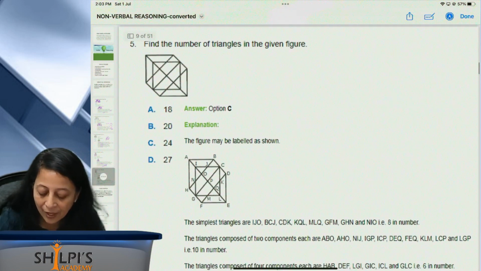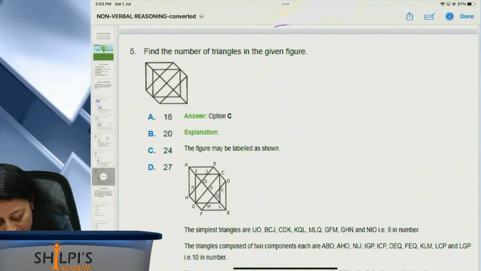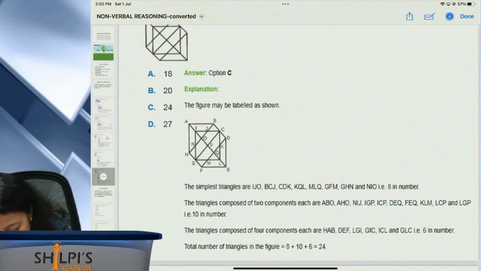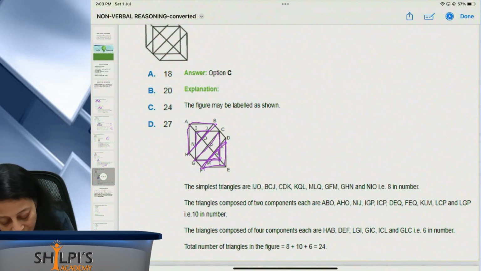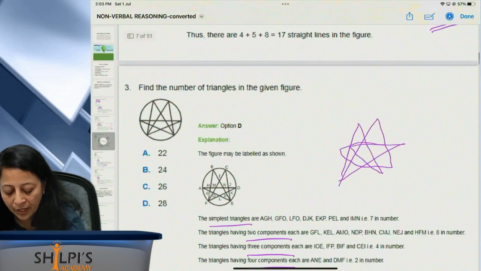Find the number of triangles in the given figure. Seems to be easier than the earlier ones, but not sure, maybe. So simple triangles are very easy, right? Here it goes like 1 small triangle, 2 small triangles, then here 1 triangle, here 1 triangle, and here 1 triangle. So you have 2 components, 4 components, and simple triangles. All together you have 24 triangles. So this also you can practice. So these are the figurative questions, students.